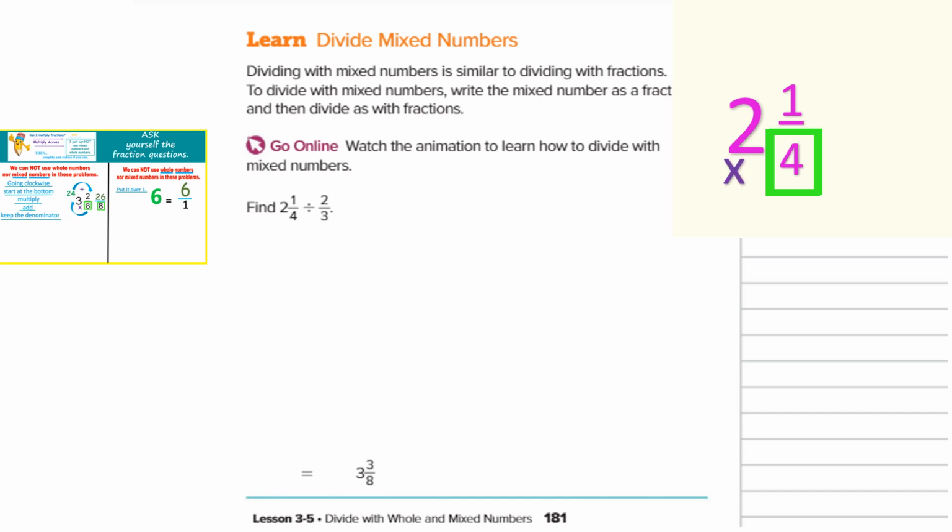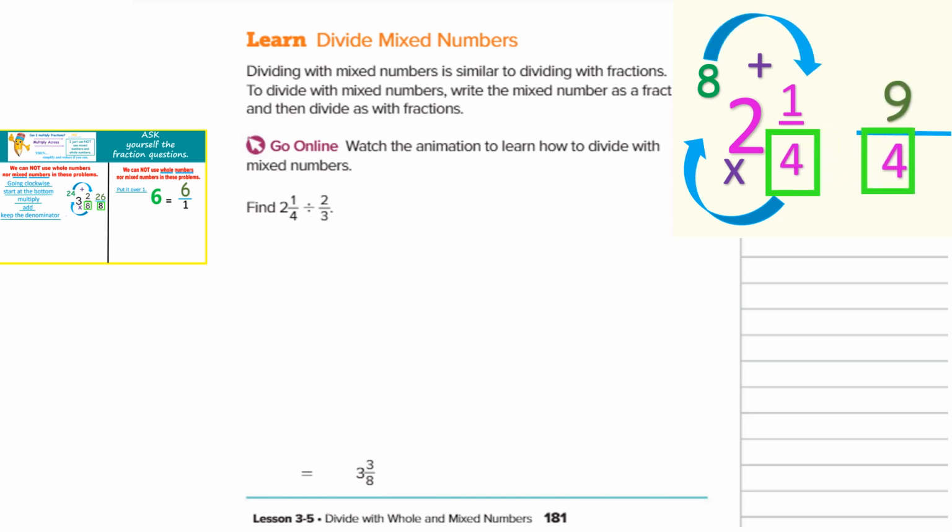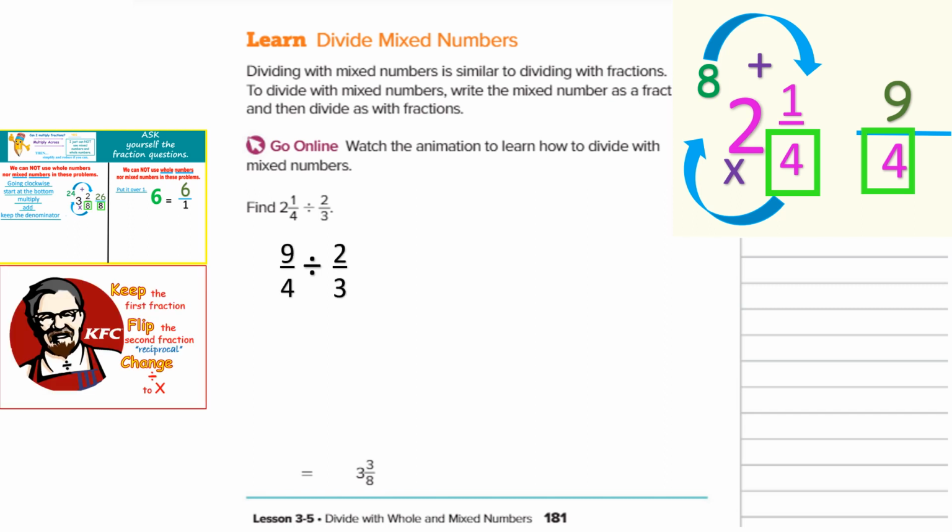So I'm going to multiply going clockwise 4 times 2, and I get the answer of 8. Then I always add whatever the numerator is to that product. 8 plus 1 is 9, and then I simply keep my denominator. So I end up with the first fraction being 9/4. I keep everything else, so 9/4 divided by 2/3. Can I divide fractions? No. So I have to KFC it.